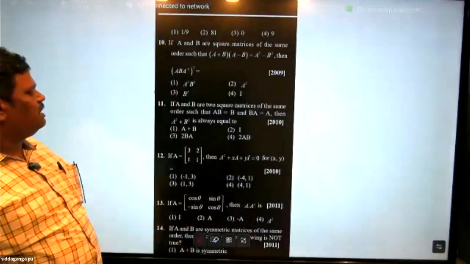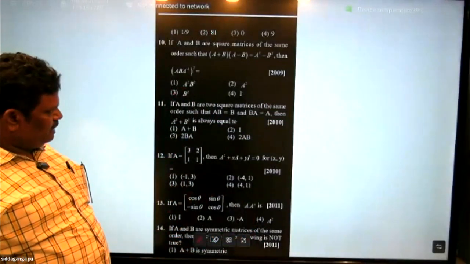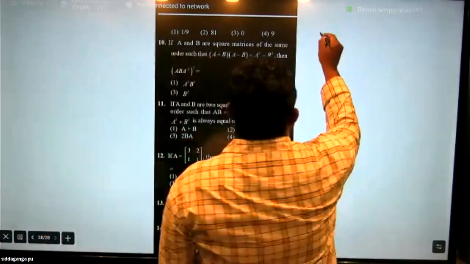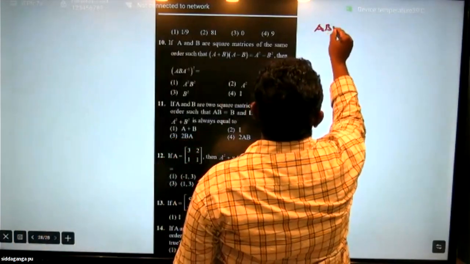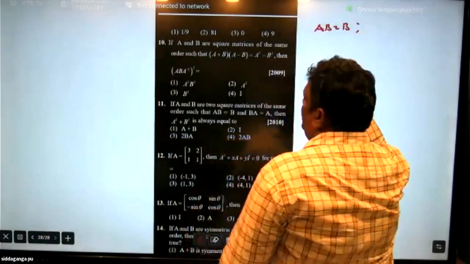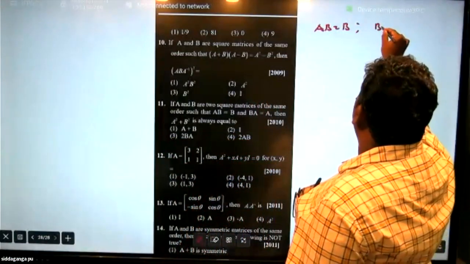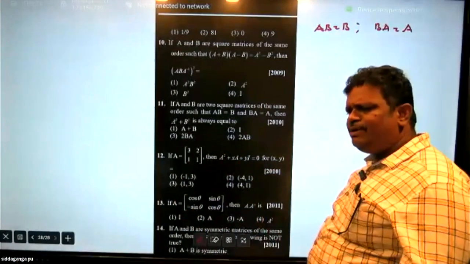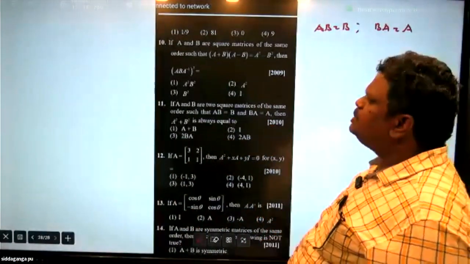Here, A and B are two square matrices of the same order such that AB is equal to B, and BA is equal to A. This can be solved in two methods. We can take AB, or otherwise use only the required condition.